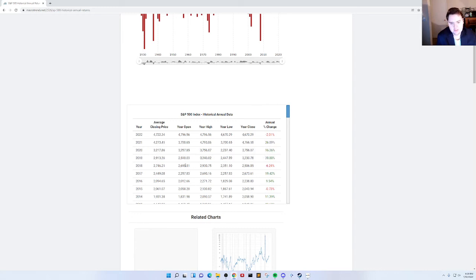Look at these gains. 2018 closed at 2,500. Now the S&P is at 4,700, almost doubled in 3 years. You know, we would need a 50% drop to get back to 2019 levels.